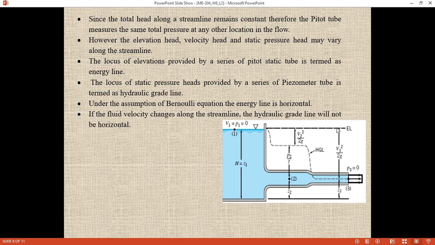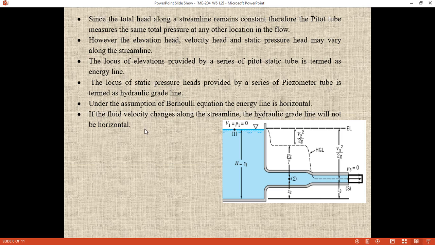But if the fluid velocity changes along the streamline, the hydraulic grade line will not be horizontal. Because if the fluid is at the initial stage, the hydraulic grade line and the energy grade line are the same, because the velocity is 0 here. So energy grade line and the hydraulic grade line are the same.